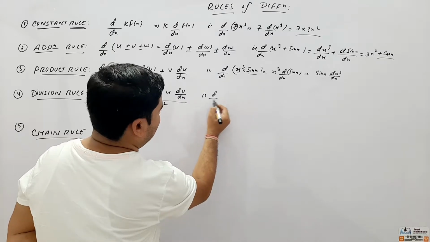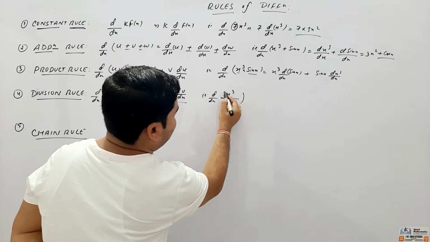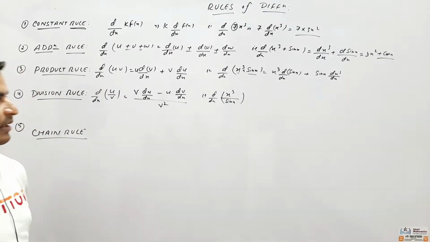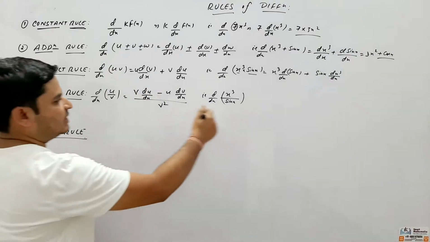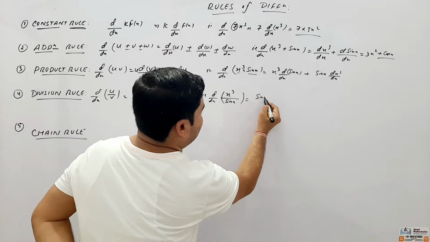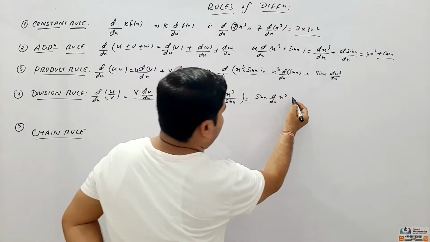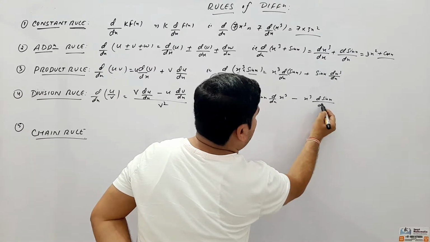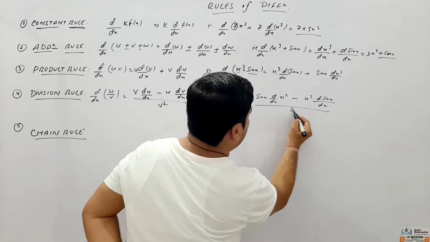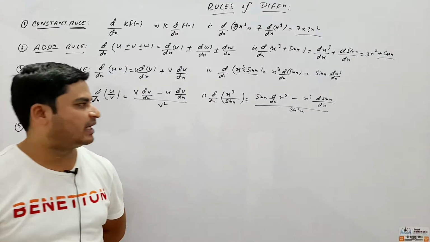See the example, suppose x cube by sin x. The functions are divided by each other, so you will apply the division rule. This time sin x remains the same and we will differentiate the function in the numerator, minus x cube as it is. We will differentiate the denominator sin x with respect to x, whole divided by v square. After applying the formula you will get the solution.